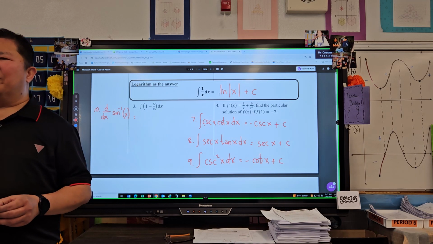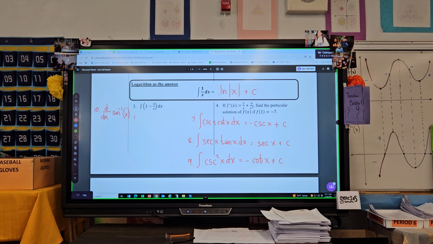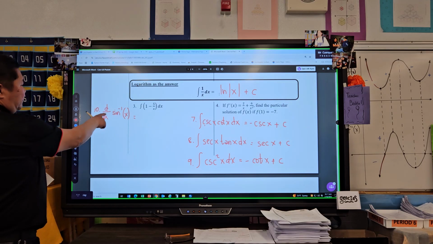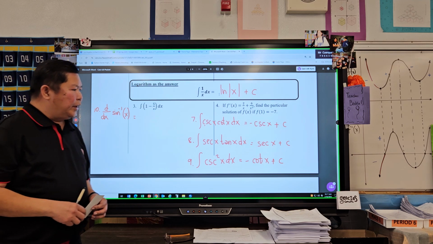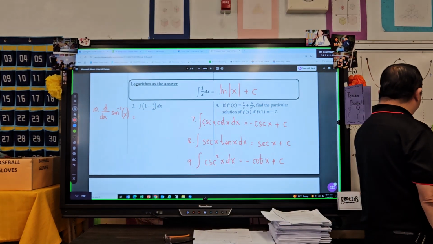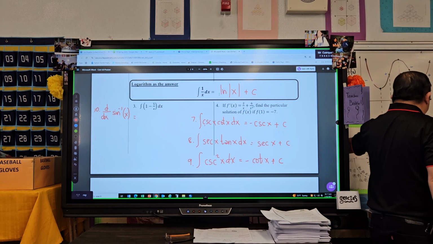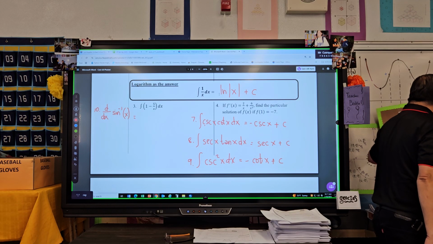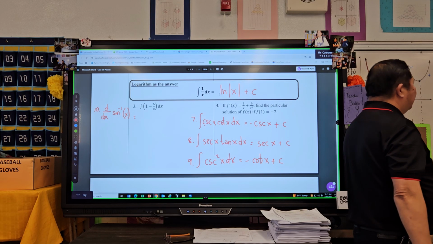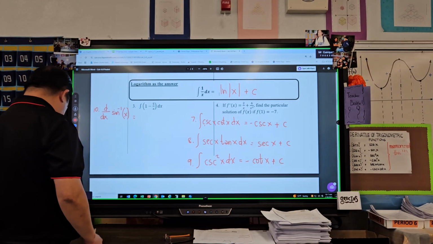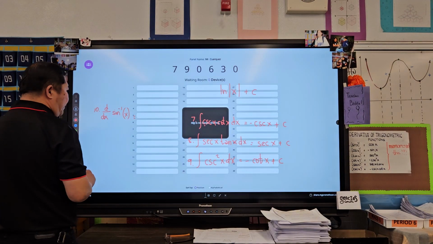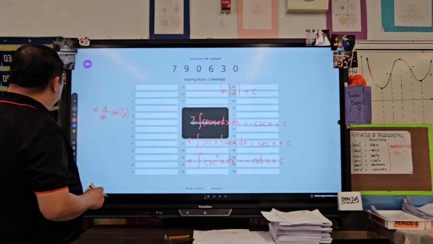Okay, can you still remember the trig inverse, the derivative of sine inverse? Can you still remember? And I have it here. Sine inverse, negative cosine. Oh, 1 over radical 1 minus x squared. What is that? Sine inverse, 1 over.